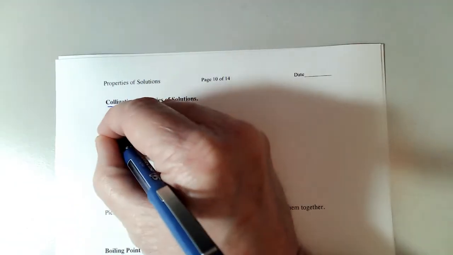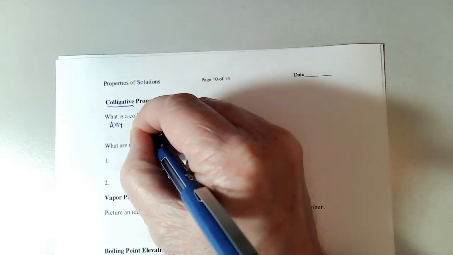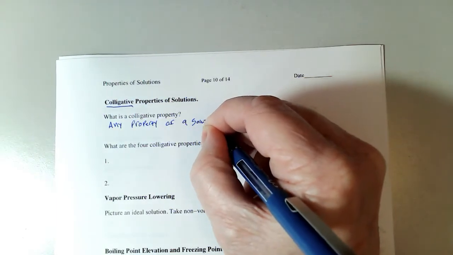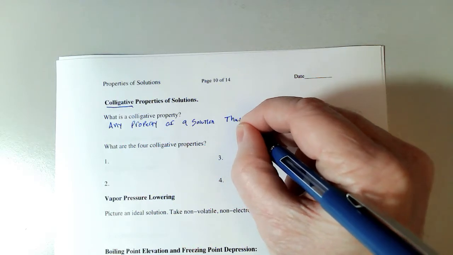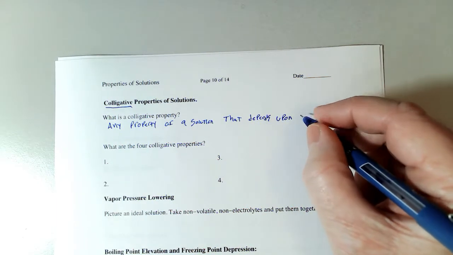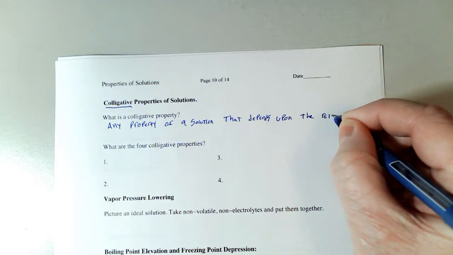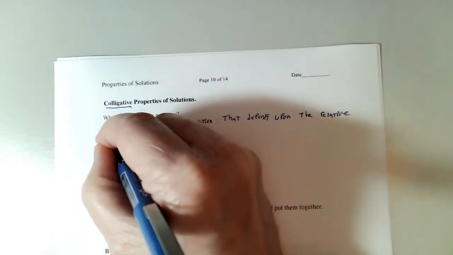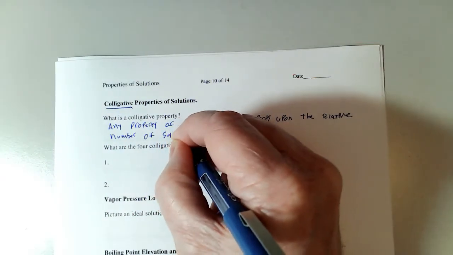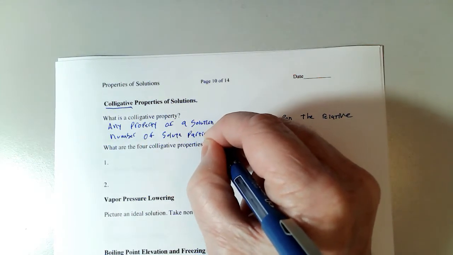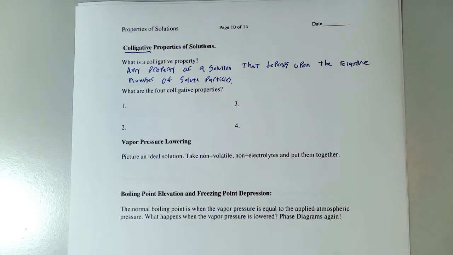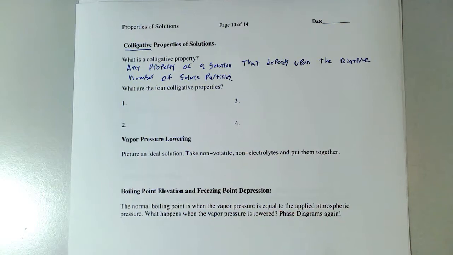It is any property of a solution that depends upon the relative number of solute particles. Just the number of them that are there, not what they are. Okay? Now there are 4 colligative properties.